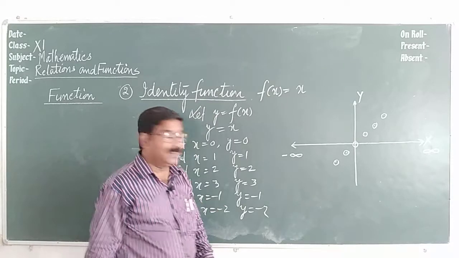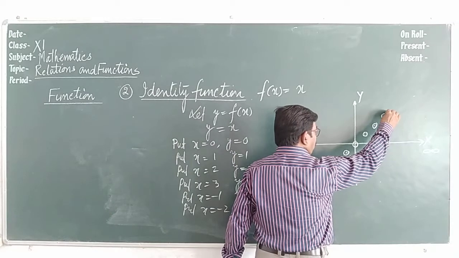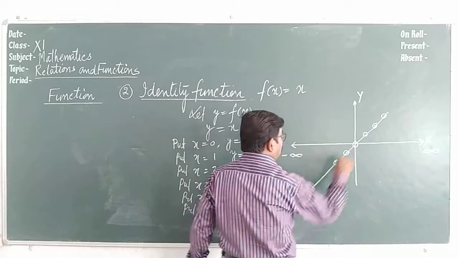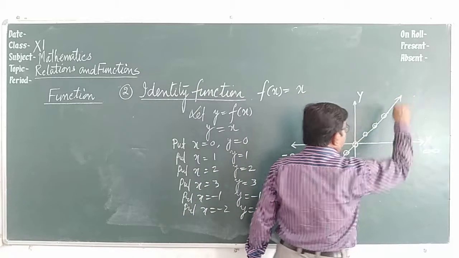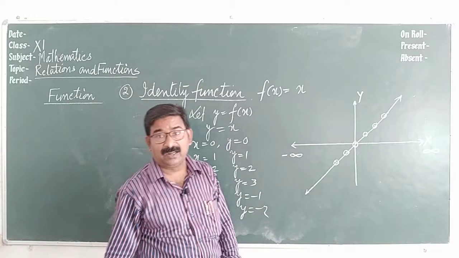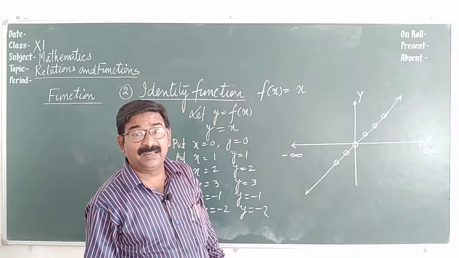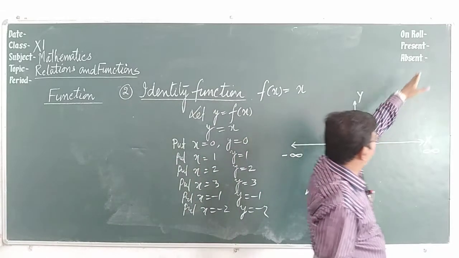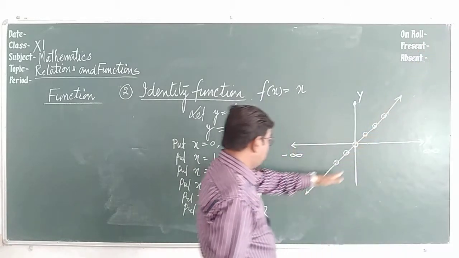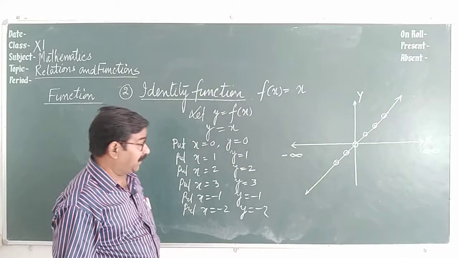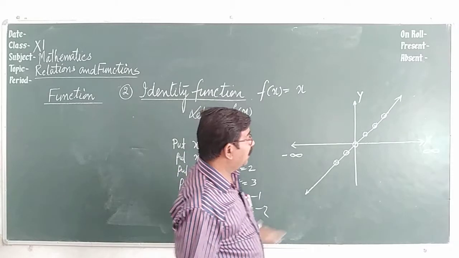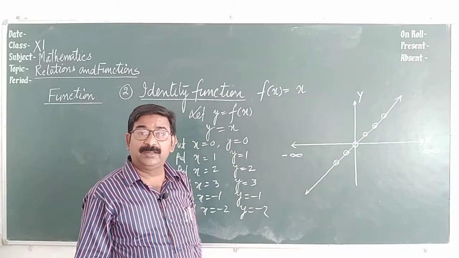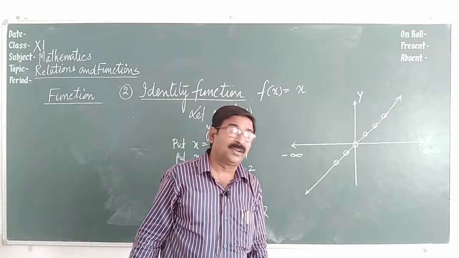Now let's see about the range. When we join all these points, we will have a straight line passing through the origin. I am talking about a line. A line goes up to infinity. This will go in the positive direction up to infinity, and this will go in the negative direction, minus infinity side downward and plus infinity side upward. It means its range is also minus infinity to plus infinity, or you can say all real numbers.